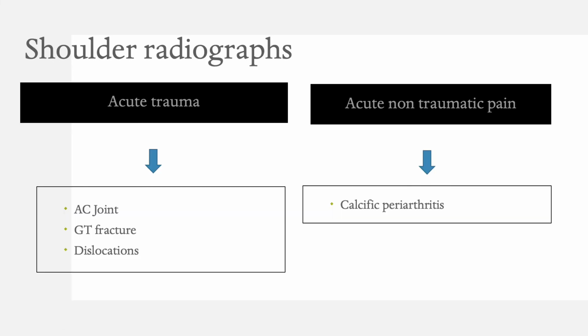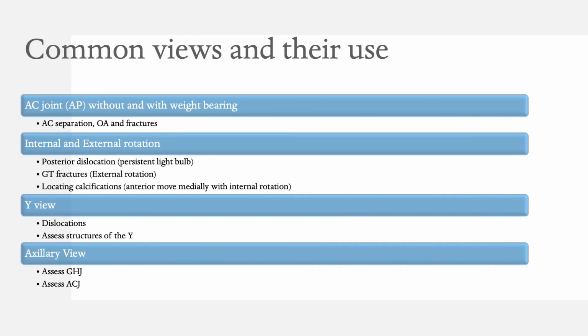So briefly, what I've done in these last 8.5 minutes or so is we've talked about shoulder radiographs. The two major conditions in which you will see these in the emergency room are for acute trauma or acute non-traumatic pain. In acute trauma, the most common things you're going to consider are the acromioclavicular joint, the greater tuberosity fracture and dislocations. These are the most easily missed. And in acute non-traumatic pain, you will start to consider calcific periarthritis, and this will be another issue. So this is just a summary in terms of the common views we use and their uses.